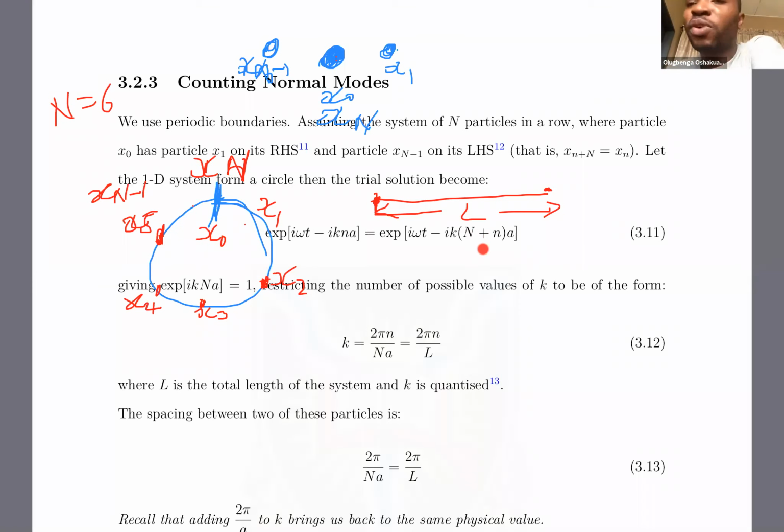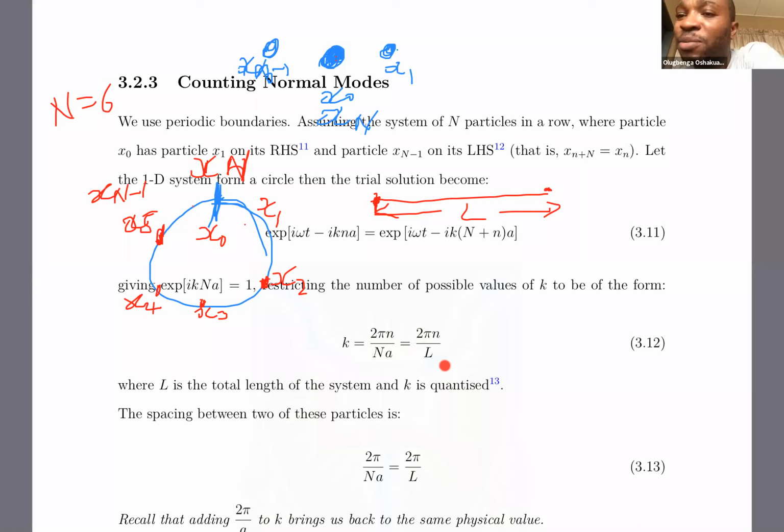So where small n at this point was 3, our big N plus n, maybe in this case, will be 9. So when we are talking about x9, we'll come back to x3. And we can also say that exponential i k N a should give us 1. So this restricts the number of k. So our k must be of the form 2 pi n over a, or 2 pi n over L.